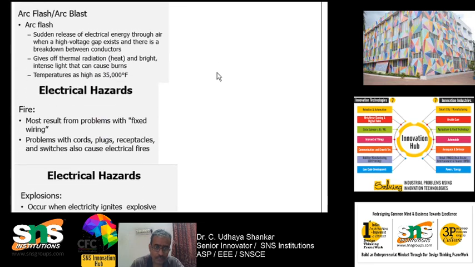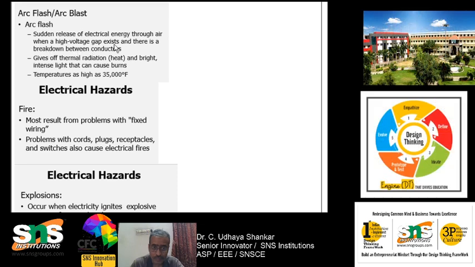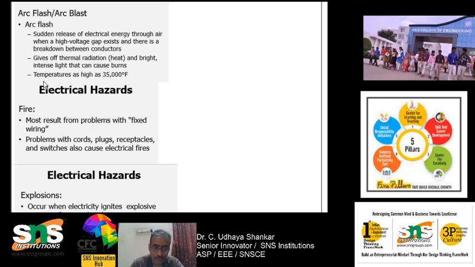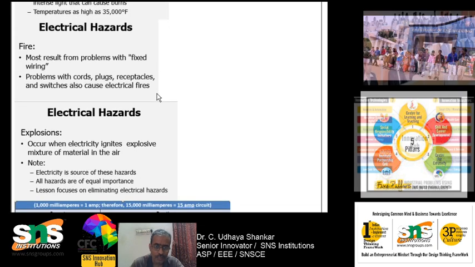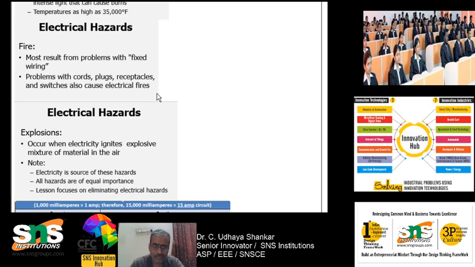Next is arc flash. Arc flash is a sudden release of electrical energy through the air when a high voltage gap exists and there is a breakdown between conductors. It gives off thermal radiation and bright intense light, causes burns, and can lead to temperatures of around 35,000 degrees Fahrenheit. You can see that 35,000 degrees Fahrenheit can be reached. So next is electrical hazards.